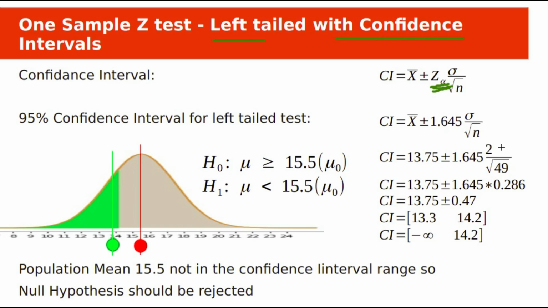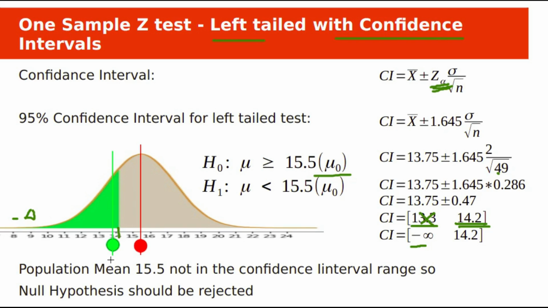Sigma here is 2 and sample size is 49. So if you calculate this value, the lower bound will be 13.3 and the upper bound will be 14.2 grams. You have to consider only the upper bound, so replace the lower value with minus infinity. So your confidence interval range is from minus infinity to 14.2 grams.